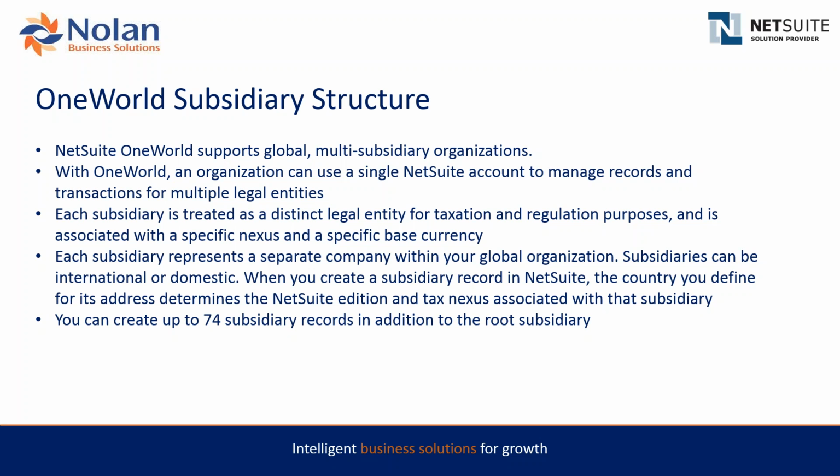Each of these subsidiaries can represent a separate company within your global organization. Subsidiaries can be international or domestic, but when you create a subsidiary record inside of NetSuite, the country you define for its address determines the edition and tax nexuses associated with that subsidiary. So, for example, if it's a UK subsidiary, the NetSuite edition will be UK and be based off UK tax nexuses. Inside NetSuite, it is possible to create up to 74 subsidiary records in addition to the root subsidiary. In addition to this, you can create elimination subsidiaries which don't count towards the 74 or 75 subsidiaries within NetSuite.